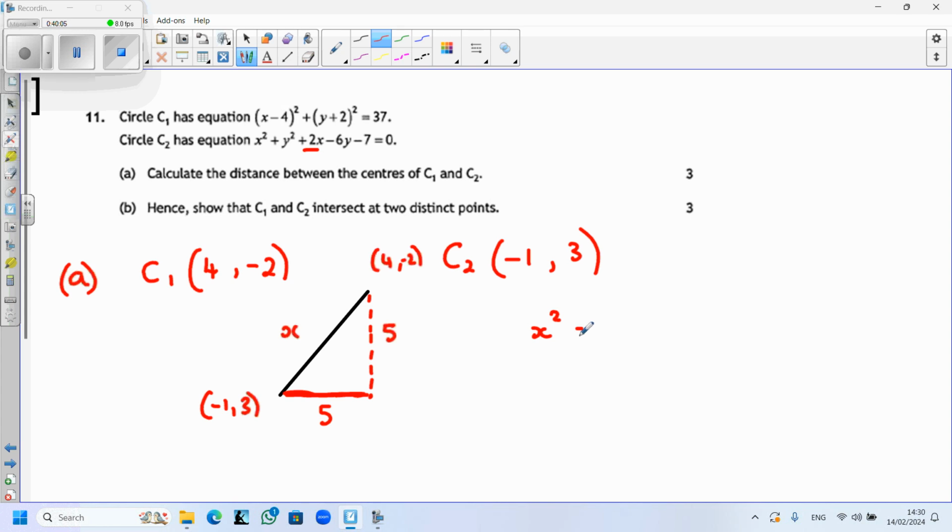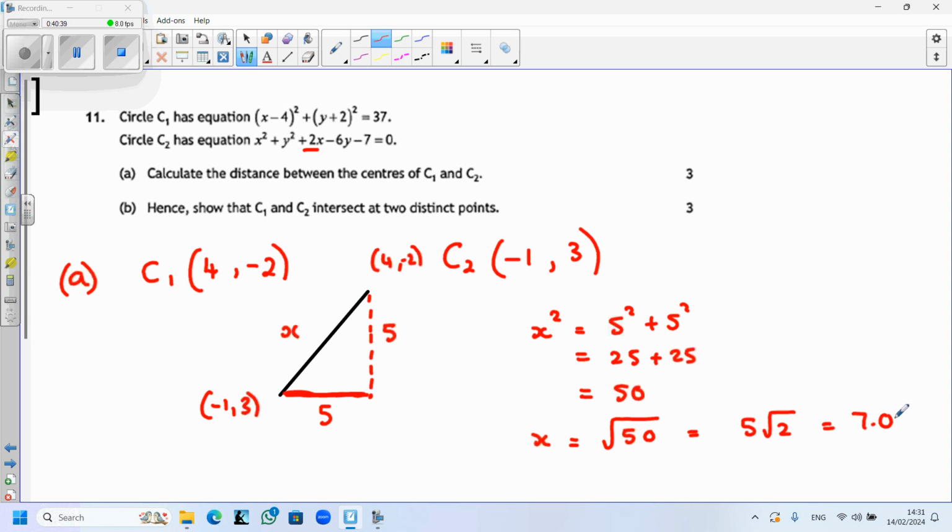X squared is going to be equal to 5 squared plus 5 squared, which is 25 plus 25, which is 50. I don't want the square, so I want to take the square root. So x is equal to the square root of 50. Now that can be simplified: 50 is 25 times 2. Square root of 25 is 5, so that could be written as 5 root 2. But also, as a decimal, it is 7.07. Okay, so we could be using either of them. So that's the distance between the two centres.